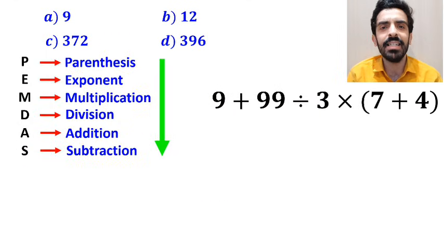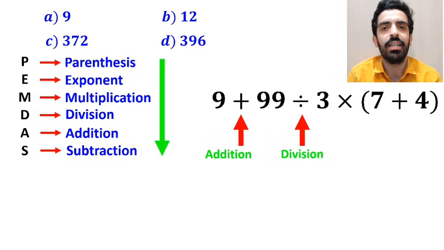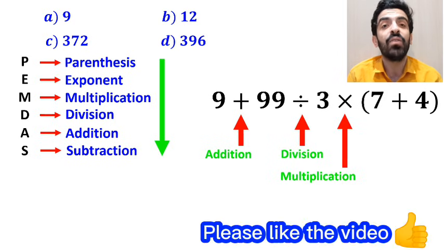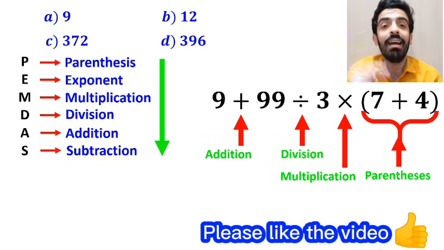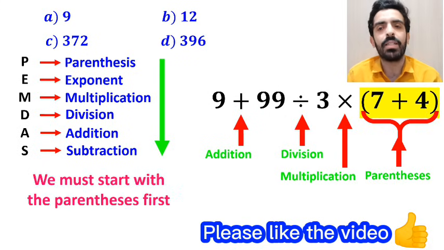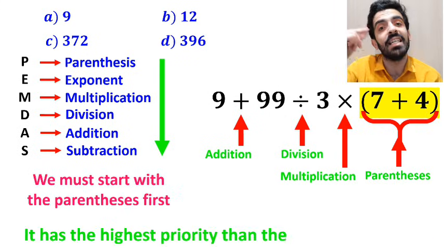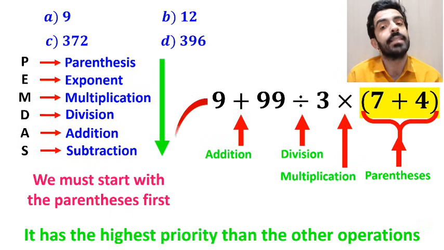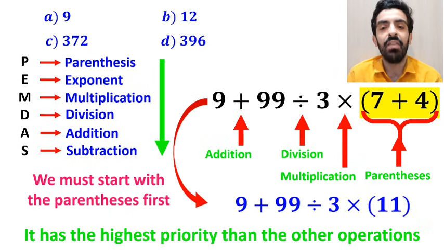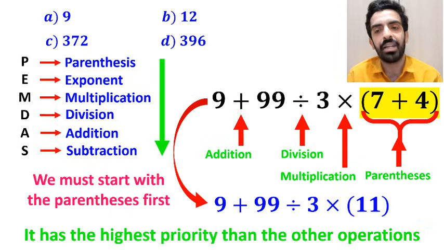Alright, as you can see on the screen, in this expression, first we have an addition sign, then a division sign, followed by a multiplication, and finally parentheses. We must start with the parentheses first, because they have the highest priority among the operations. So, instead of this expression, we can write 9 + 99 ÷ 3 × 11.